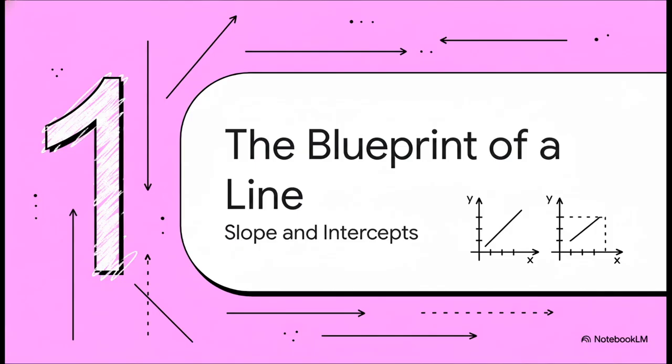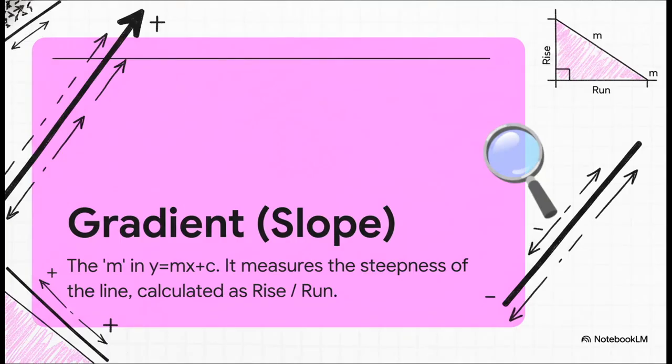Here's the thing. Every single straight line you will ever meet, no matter how crazy its equation looks, is really just defined by two key things. Let's break them down. First up, we've got the gradient, or slope. That's the m. Think of it like the line's personality. Is it climbing a super steep hill? That's a big positive gradient. Is it just gently rolling downhill? That's a small negative gradient. It's literally just the rise over the run, how far up or down you go for every step you take to the right. Simple as that.